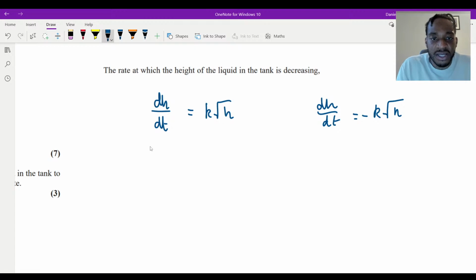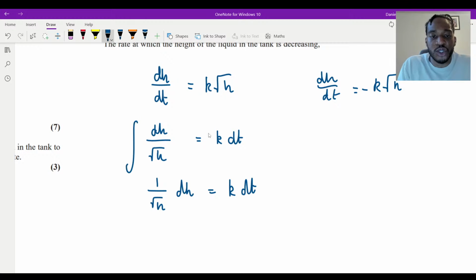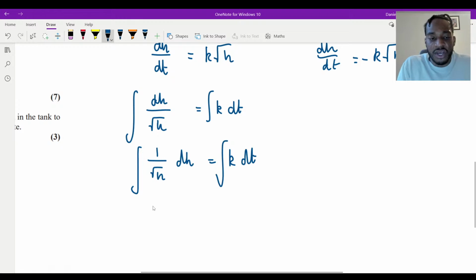So I'm going to divide by root h. So I'm going to get dh over root h is equal to k dt. Now I've got this here. That's a root h, by the way. So I'm going to just write this as 1 over root h dh, and this is equal to k dt like that. And to be fair, once you've separated the variables, you can put integral signs from here. So we're going to integrate both sides. But with this one, we can rewrite using our index laws. That's going to be h to the power of a half. This is going to be h to the minus 1 over 2 dh. And this is going to be equal to k dt like that.